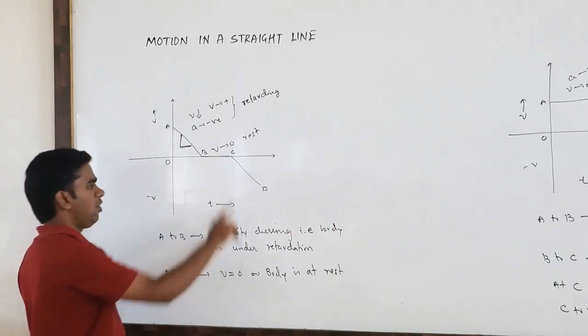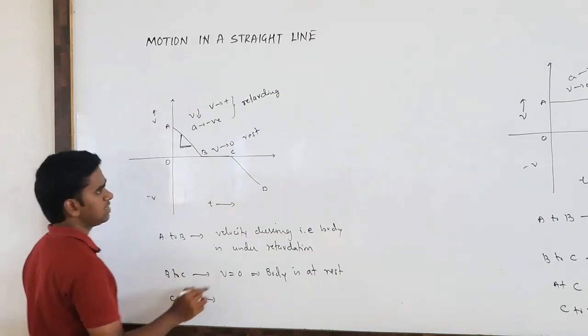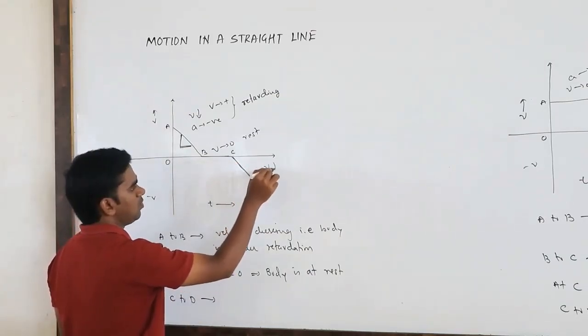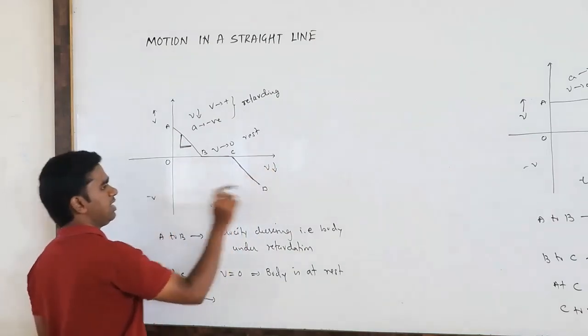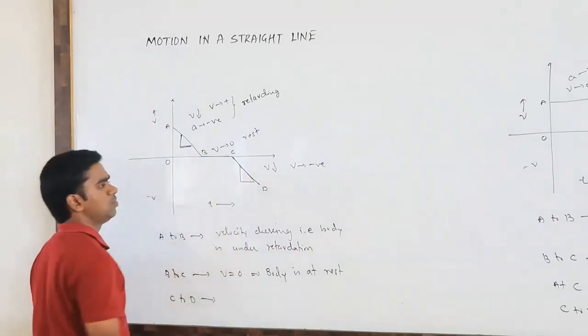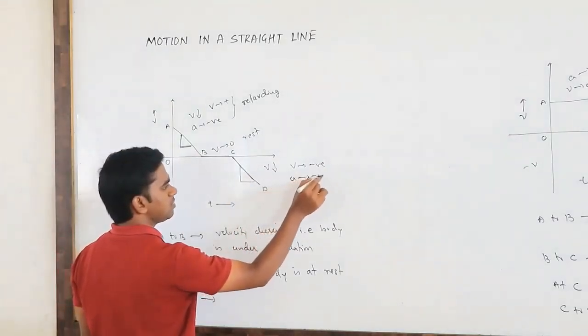Okay. Now from C to D, what is happening? From C to D, velocity is decreasing and it is a negative value. So V is negative. What about the slope? Slope A is also what? A is also negative.